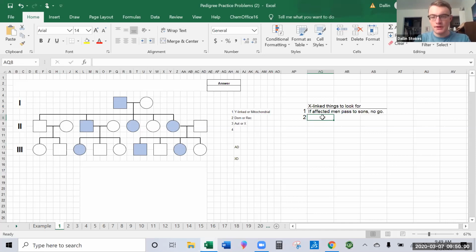Number 2, if it's X dominant, then an affected father must give it to all of his daughters and none of his sons. Because remember, the affected father is going to give his X chromosome to both of his daughters, or to both daughter Punnett squares, so all of his daughters. And if he has the dominant allele that is the disease, then all of his daughters will show it regardless of what their other X is. So if it's X dominant, every affected man must give it to all of their daughters and none of their sons.